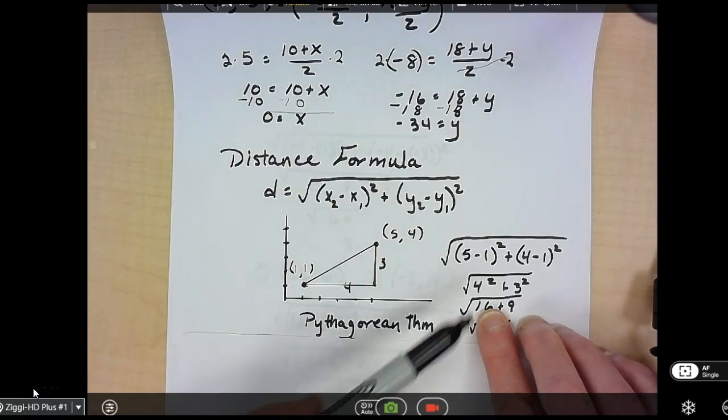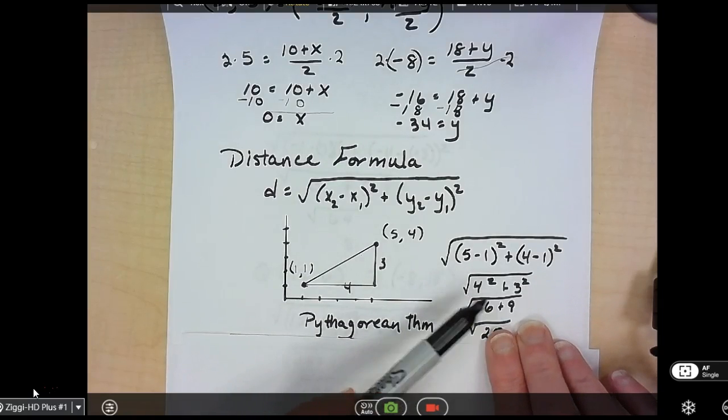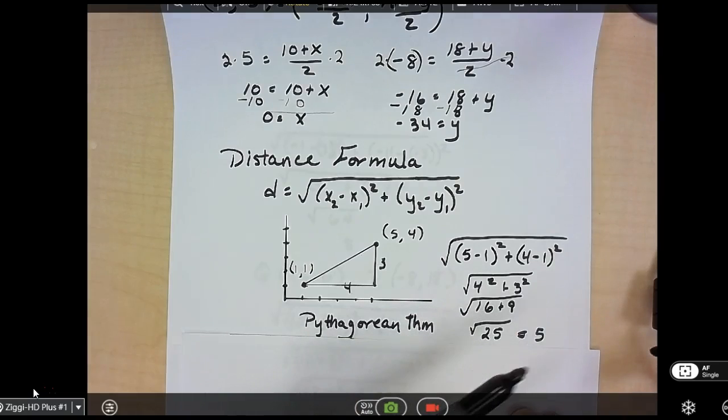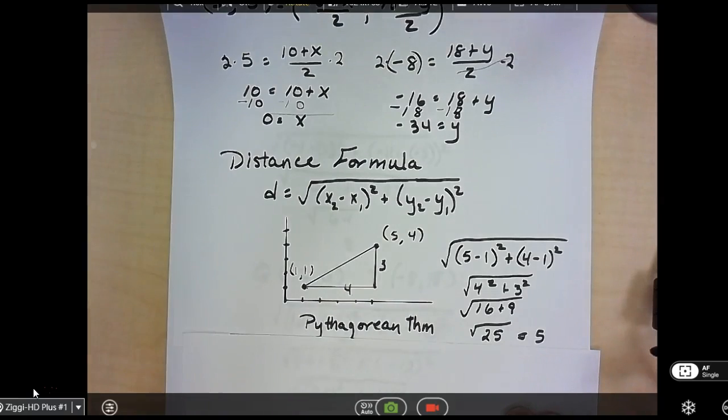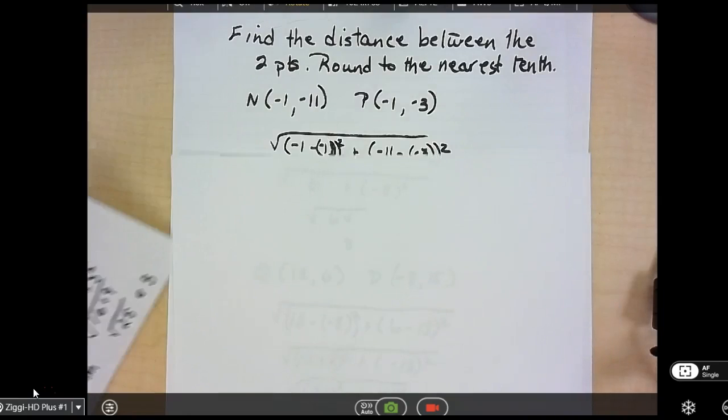So 4 squared means 4 times 4, so it's 16. 3 squared, 3 times 3, is 9. 16 plus 9 is 25. The square root of 25 is 5. So again, you're just substituting into the equation.